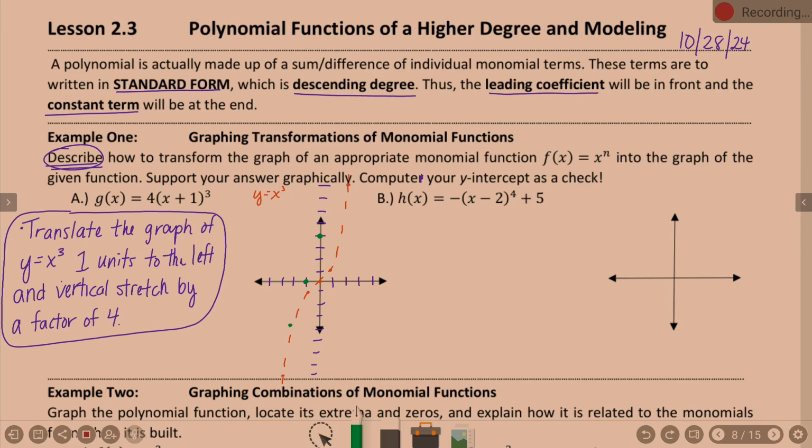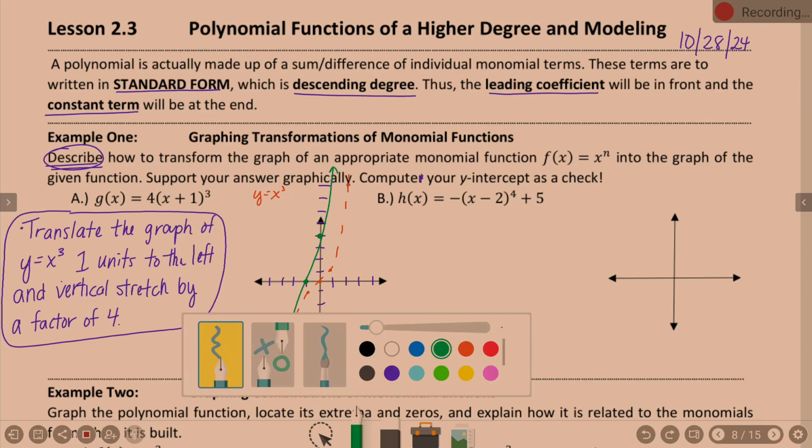Now, what's this look like? A skinnier version of our original graph. I'm not the best at drawing these, but you get the idea. It's a skinnier version. The twist in the middle is less visible. So that is us supporting our answer graphically. Again, I'm trying to help you put all the pieces of these graphs together, so we're not just relying on the calculator.